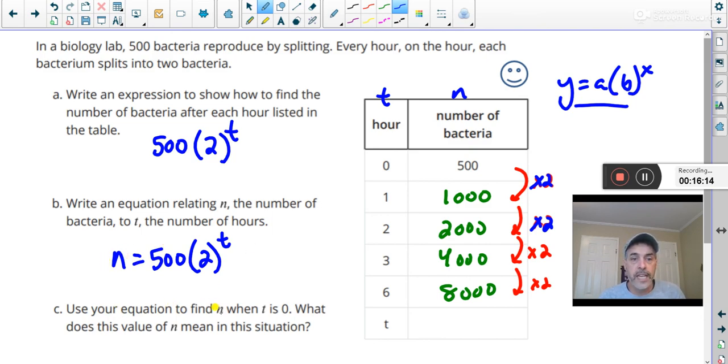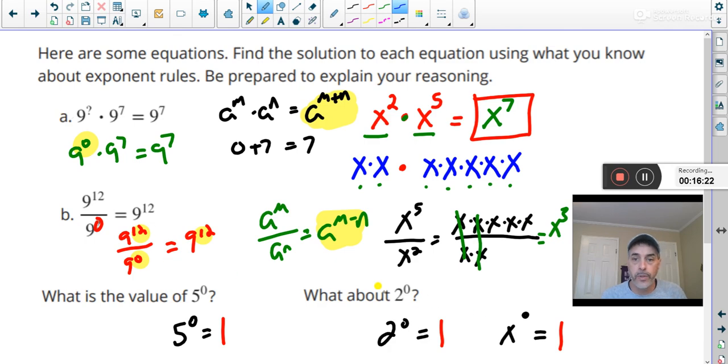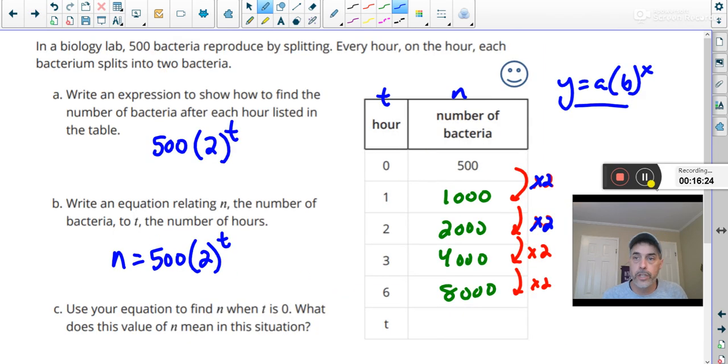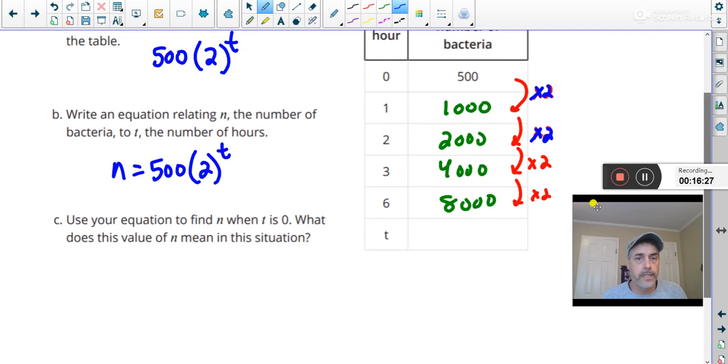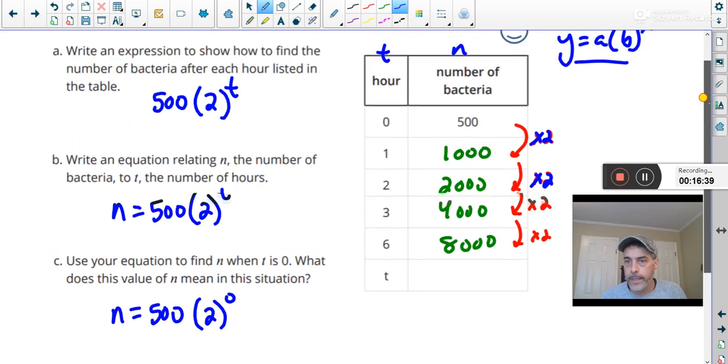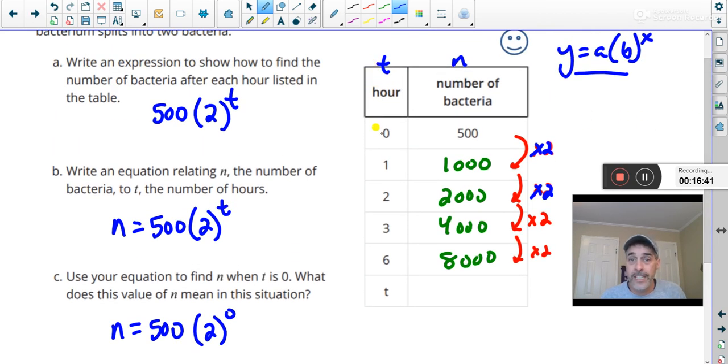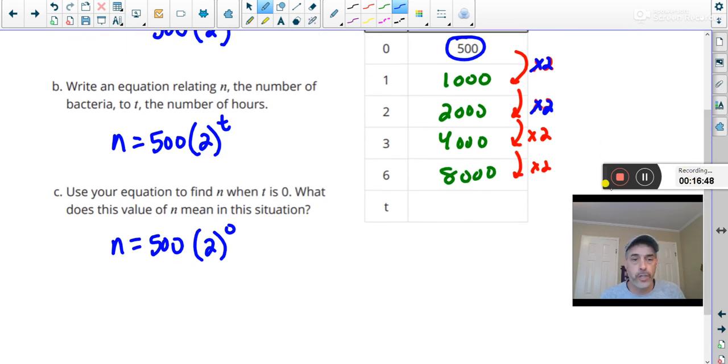Use your equation to find n when t is 0. Well, just a moment ago, we were talking about what happens when an exponent is 0. And now they're wanting us to use that exponent being 0. So I'm going to write down here, n equals 500 times my repeated multiplier to the 0. Now, we already know what's going to happen. When t is 0, we should get 500. It's in our table. But they want us just to show that.